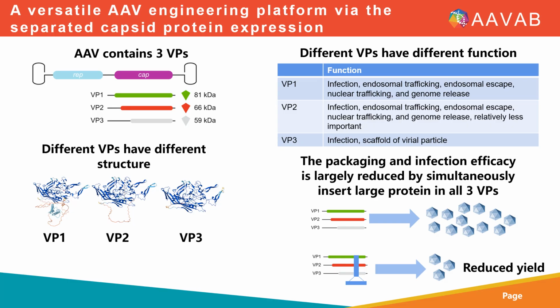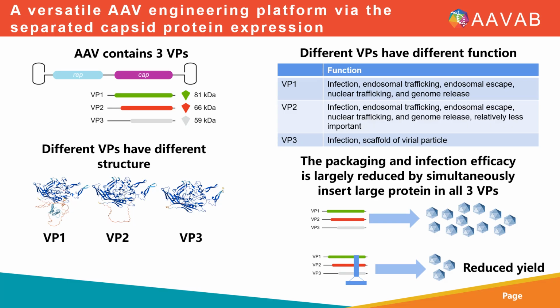Here is our versatile AAV engineering platform with separated capsid protein expression. As shown previously, AAV particles contain 3 VPs, which are derived from the same gene. Different VPs have different structures and functions. For example, VP1 and 2 mainly mediate endosome escape, while VP3 is a scaffold of the viral particles. For small peptide insertion, or modifying the VPs in not so many regions, the packaging efficacy is okay.